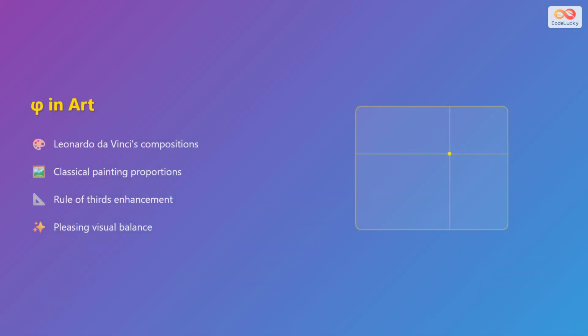The golden ratio has been used extensively in art for centuries. Artists like Leonardo da Vinci incorporated it into their compositions. It has also influenced classical painting proportions, enhanced the rule of thirds, and contributed to visually balanced and pleasing artwork. A golden ratio grid is shown.